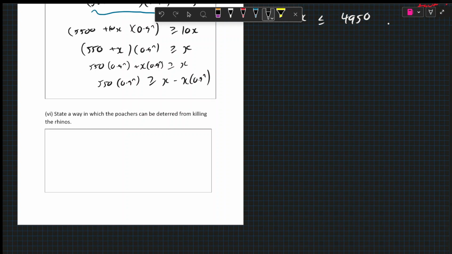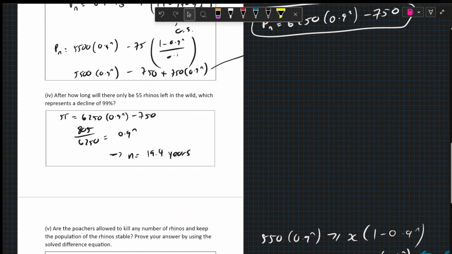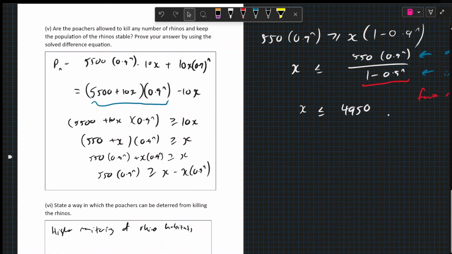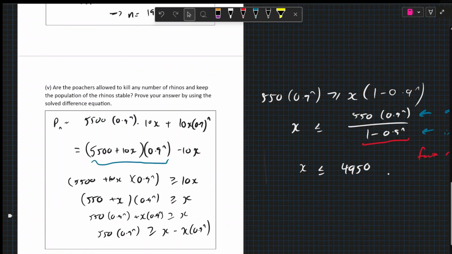Right. Ways to be deterred from killing rhinos: pretty much anything works here. Like saying higher monitoring of rhino habitats. Pretty much anything there works. But I will have to think of a revision on this.